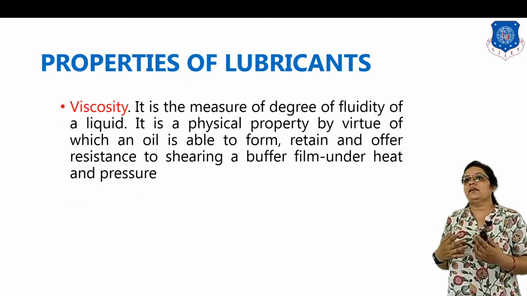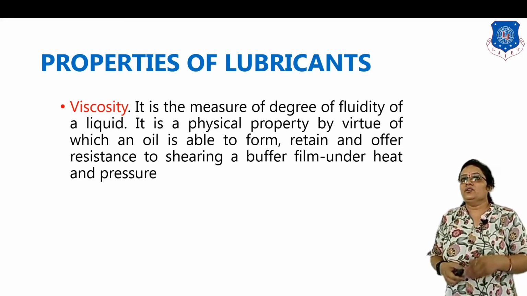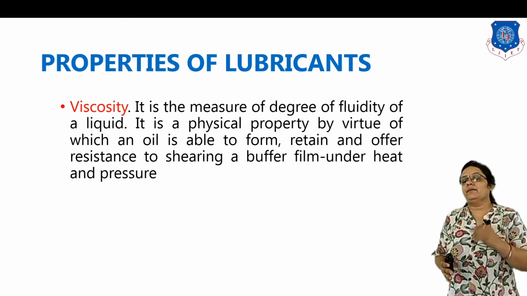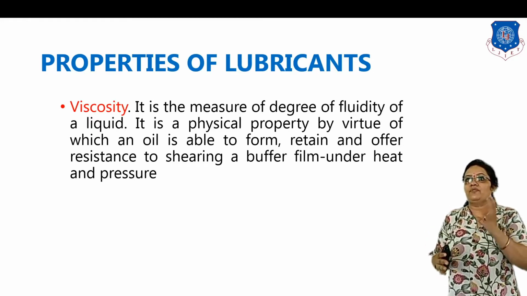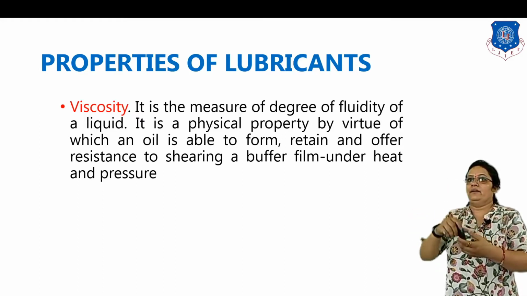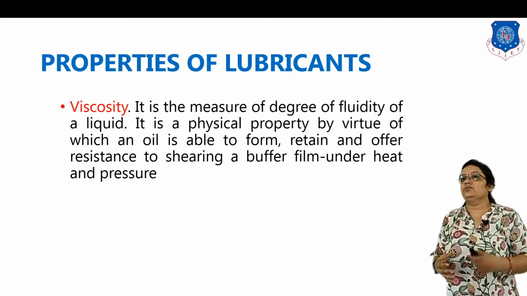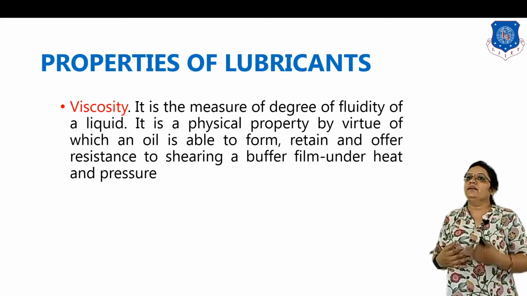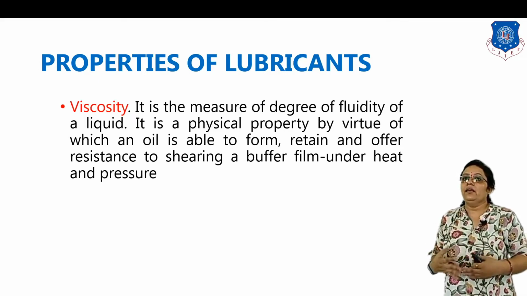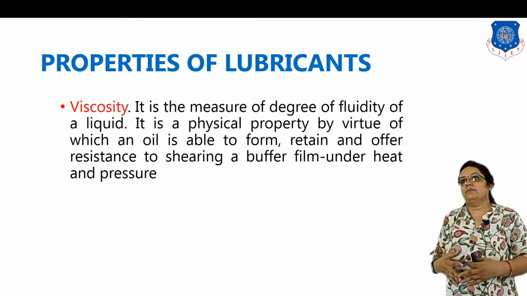The first important property of a lubricant is viscosity. We use a lubricant between the moving element and the fixed element, where the fixed element is the outer portion and the moving element is the inner one. Viscosity is very important because, due to viscosity, we can reduce the coefficient of friction or coefficient of starting friction. When we start the machine or rotate the shaft, friction may be there.